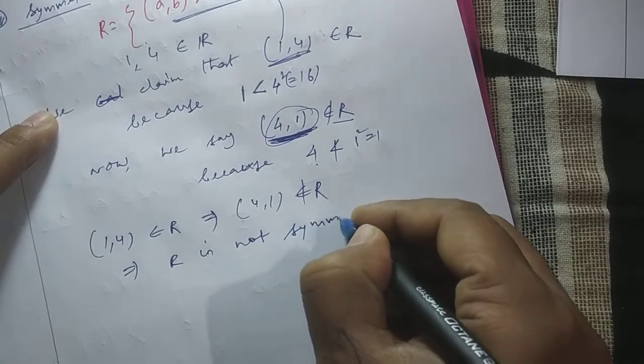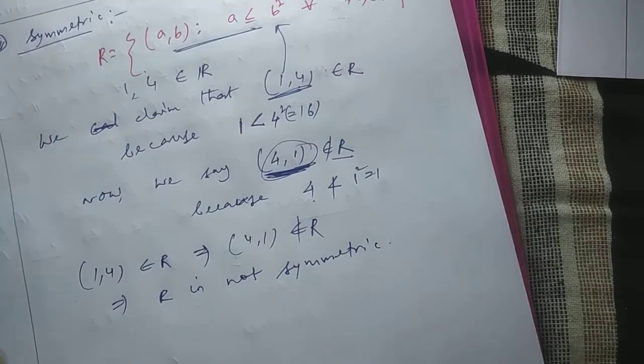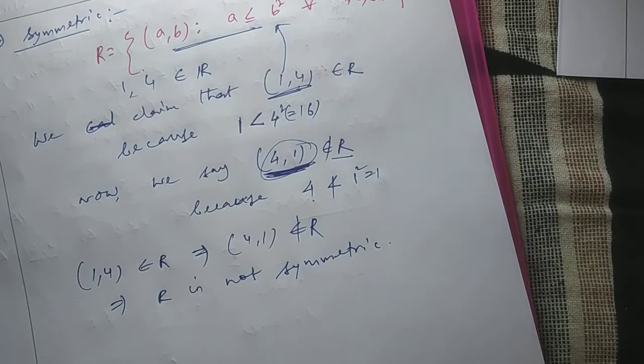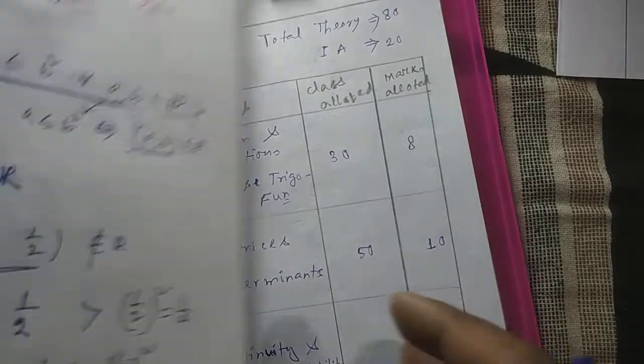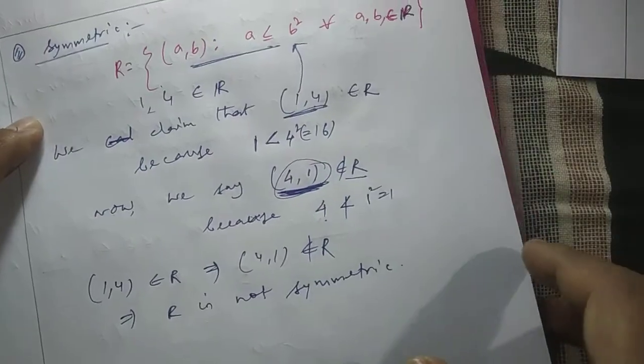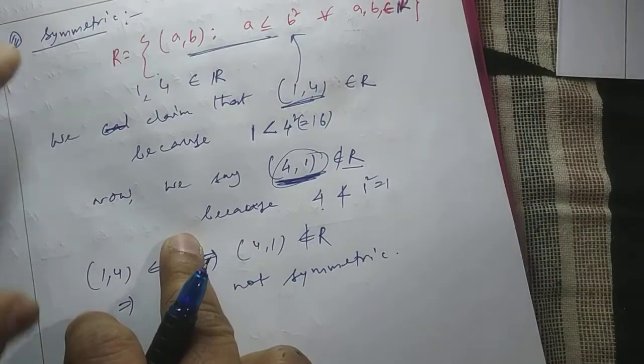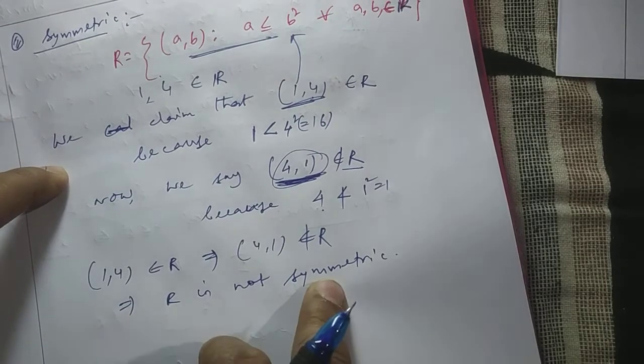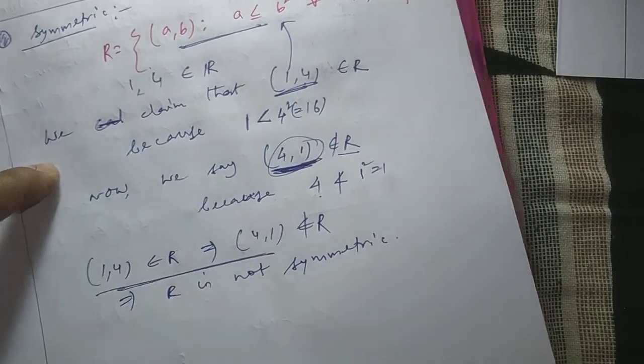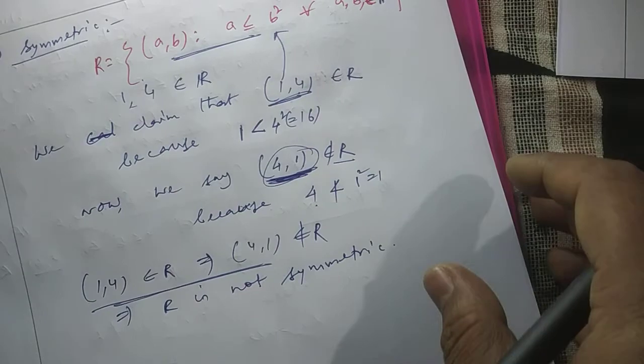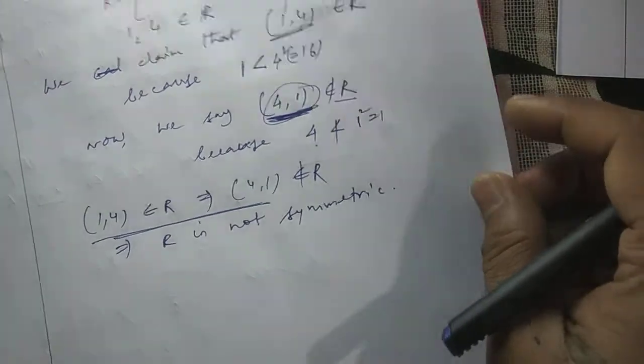Look, in the previous step, in the reflexive step, we have proved it is not reflexive by taking examples. Also here we have proved it is not symmetric by taking particular examples. So you have to remember the particular examples. Understood or not?